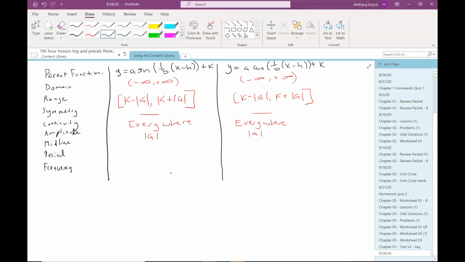If I shift it up or down, right? If the graph moves up or down, that midline now has to be at a new location because I've picked up and moved the entire graph. Do you guys agree with that? So the midline now is going to be y equals k. It was y equals 0, but the k is what controls the up and down shift. That's going to be the resulting new midline.